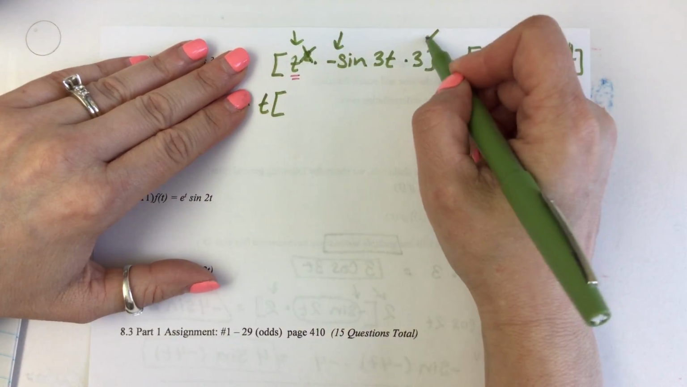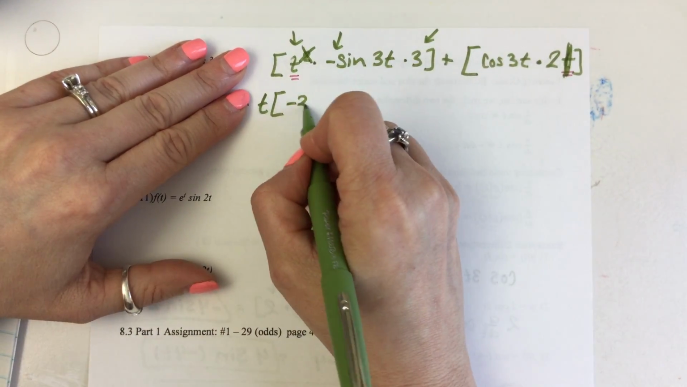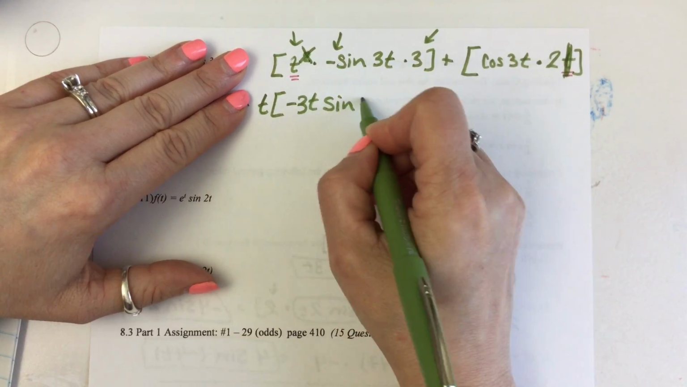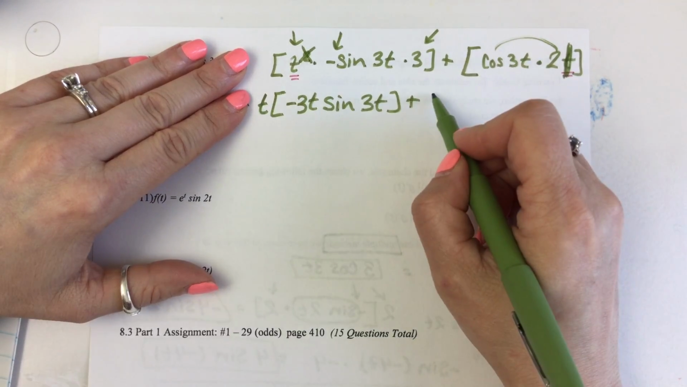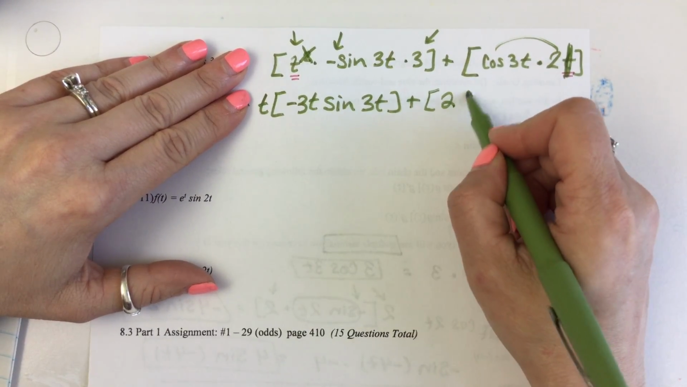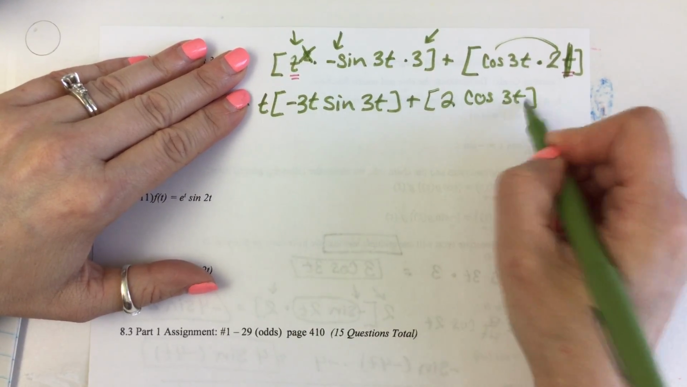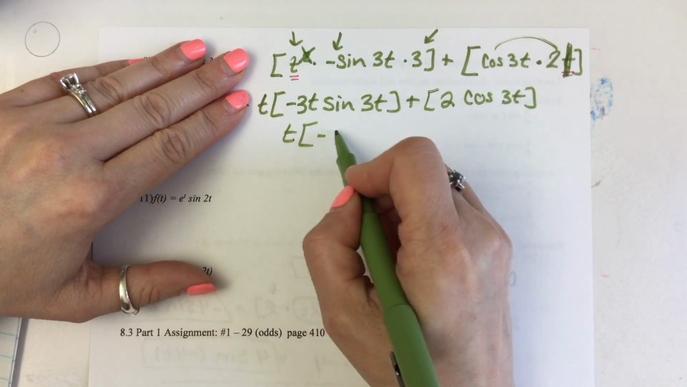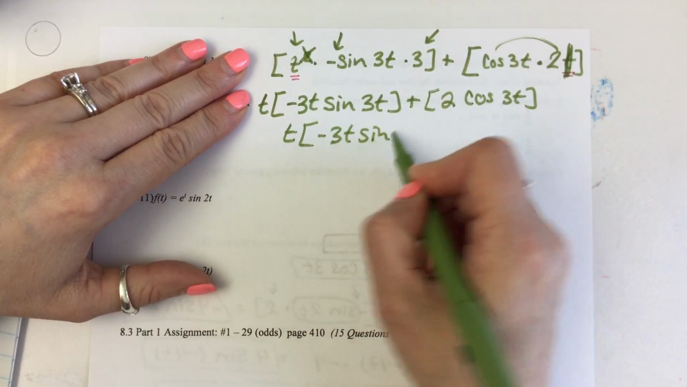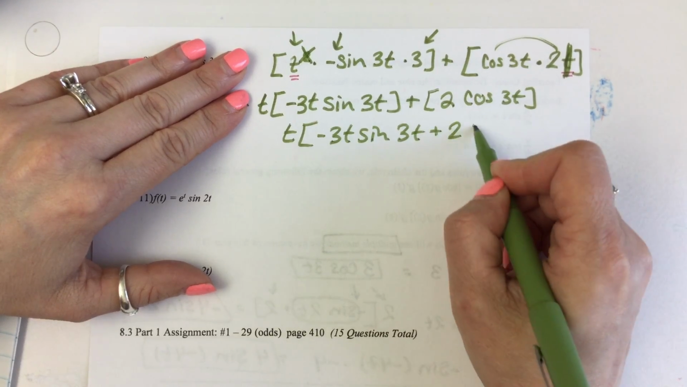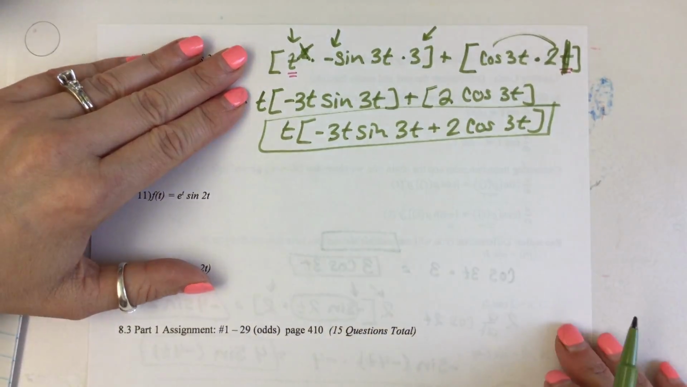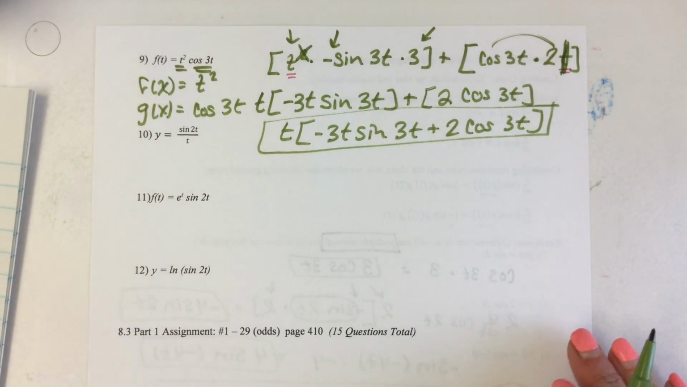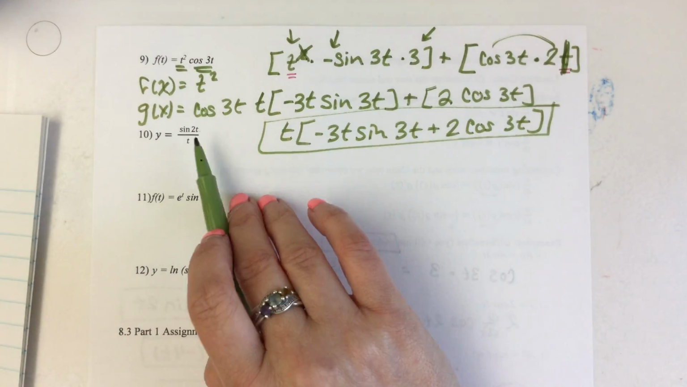Negative t and 3 can all be multiplied. So negative 3t times the sine of 3t plus this would be 2 times the cosine of 3t. So we have t outside of negative 3t, sine of 3t plus 2 times the cosine of 3t. That is the derivative using the product rule. Now the next one is the quotient rule.